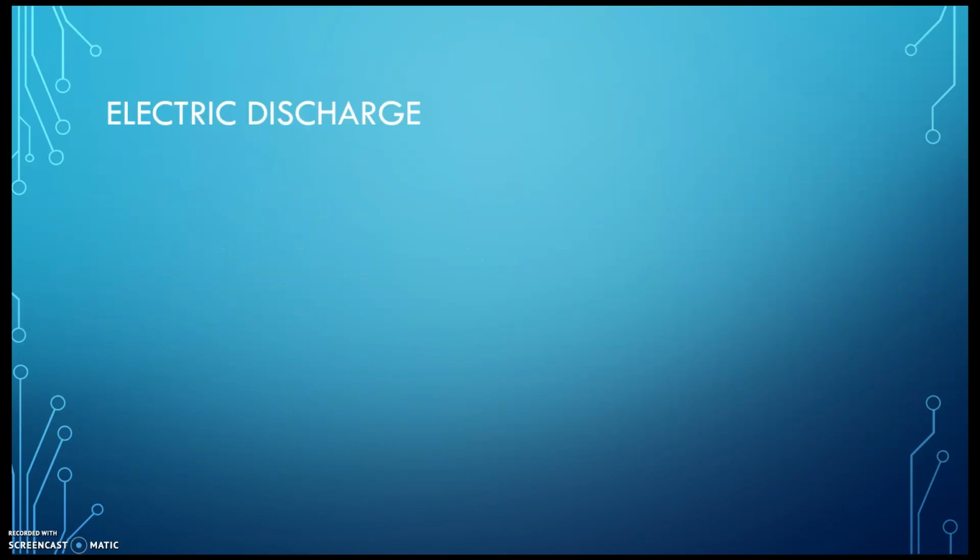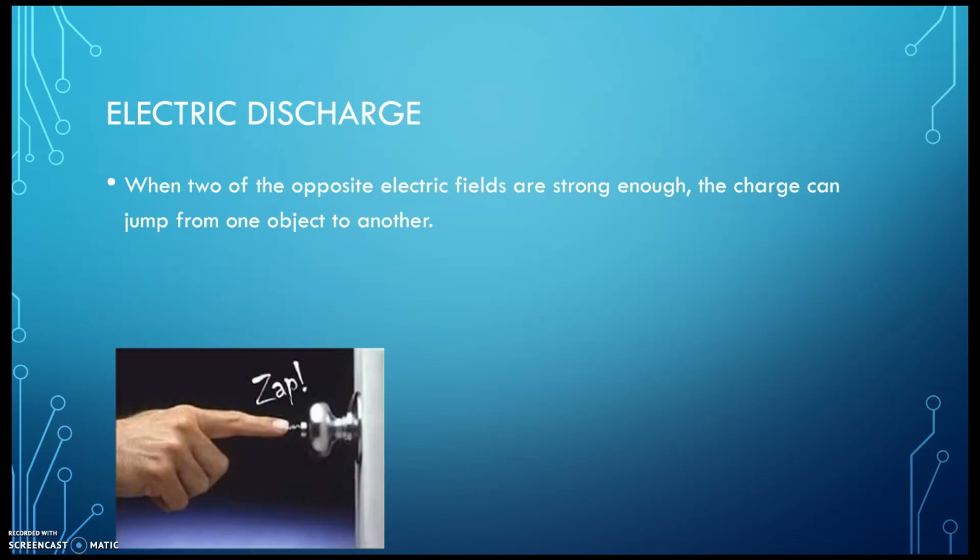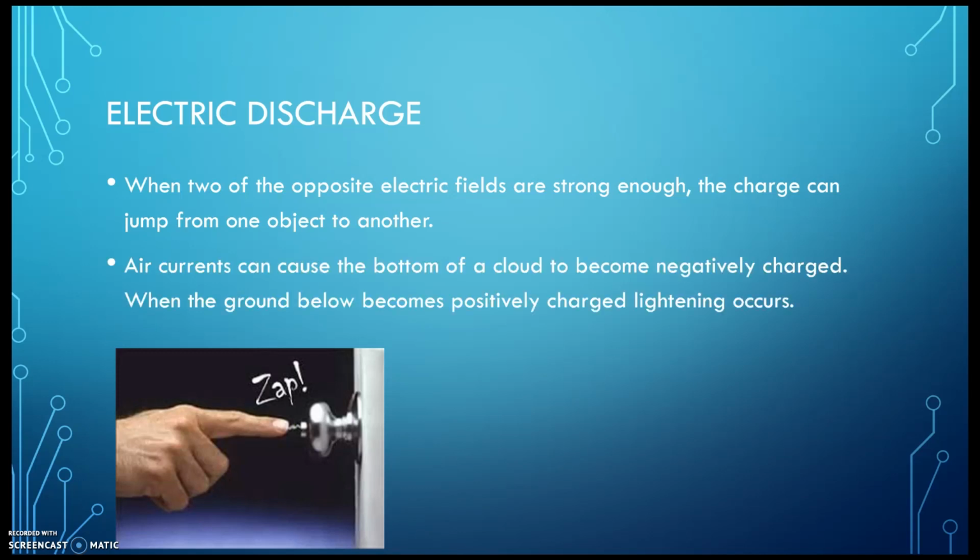Okay, let's look at one more thing called electric discharge. Okay, when you have two of the opposite electric fields and they're strong enough, that charge can actually jump through the air from one object to another. For example, if you've ever been shocked when you touch a person or a doorknob, that's what's happening.